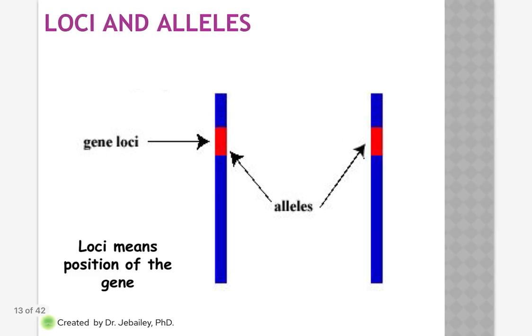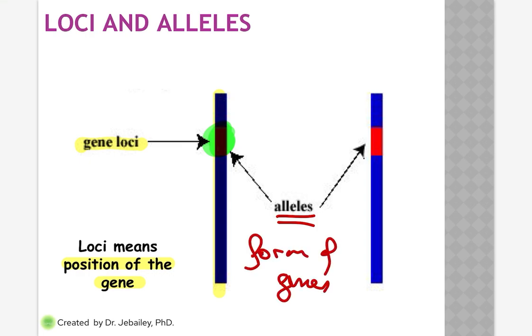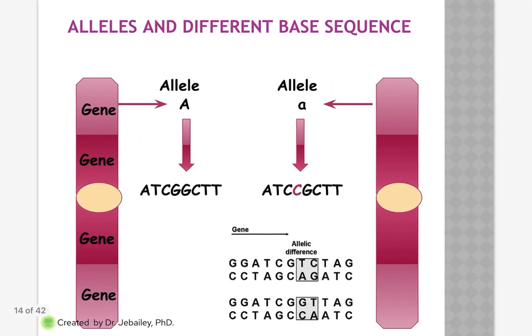Now, where do we find these genes? When we say the word gene loci, it means the position of that gene on the chromosome. So here you see a chromosome, and you can see that the gene is located right here. This is the locus, where the gene is located. Now, inside of the gene, we have alleles. Alleles are basically the forms of a gene, and they are the ones that tell us what kind of traits the gene will present.